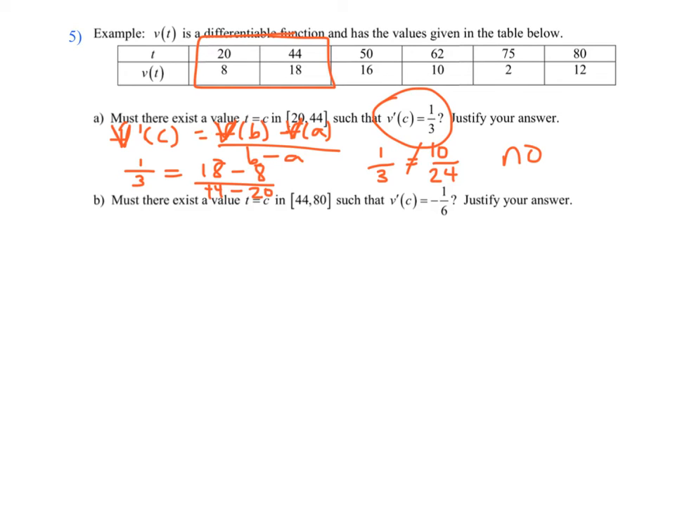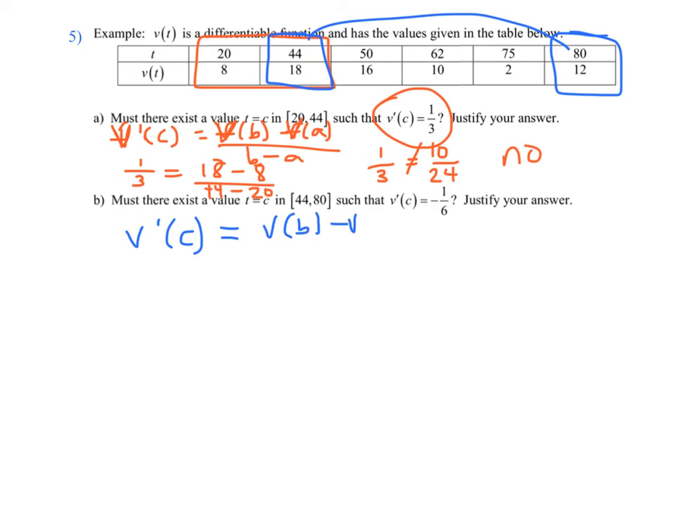So this time I'm looking at these 2 points, okay? So over this whole interval, such that v prime of c equals negative 1/6. So same thing, v prime of c equals v of b minus v of a all over b minus a. And this is really a question I'm asking, is this true? So v prime of c is equal to negative 1/6. So what is the average rate of change over the course of those 2 points?